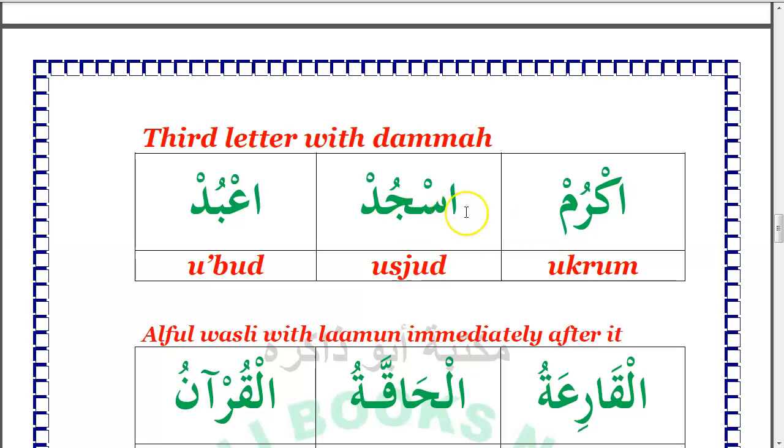The same thing is applicable to this. Usjud. 1, 2, 3. Third letter carrying dhamma. We give the alif dhamma. We say usjud. Here, obud. Obud. Ainu sukun. Obud.